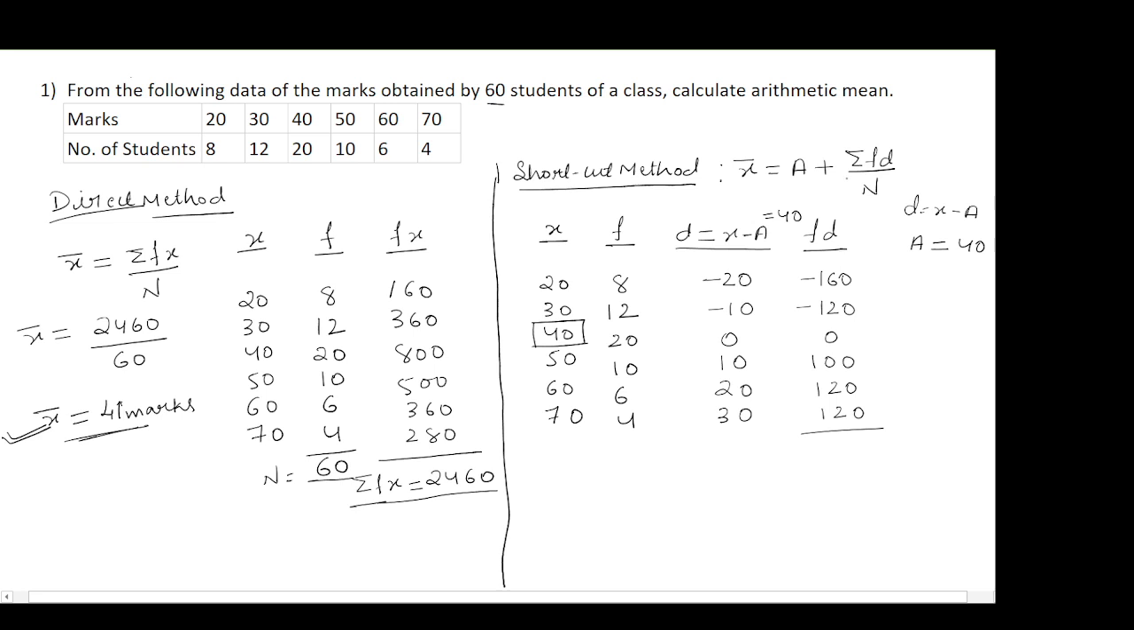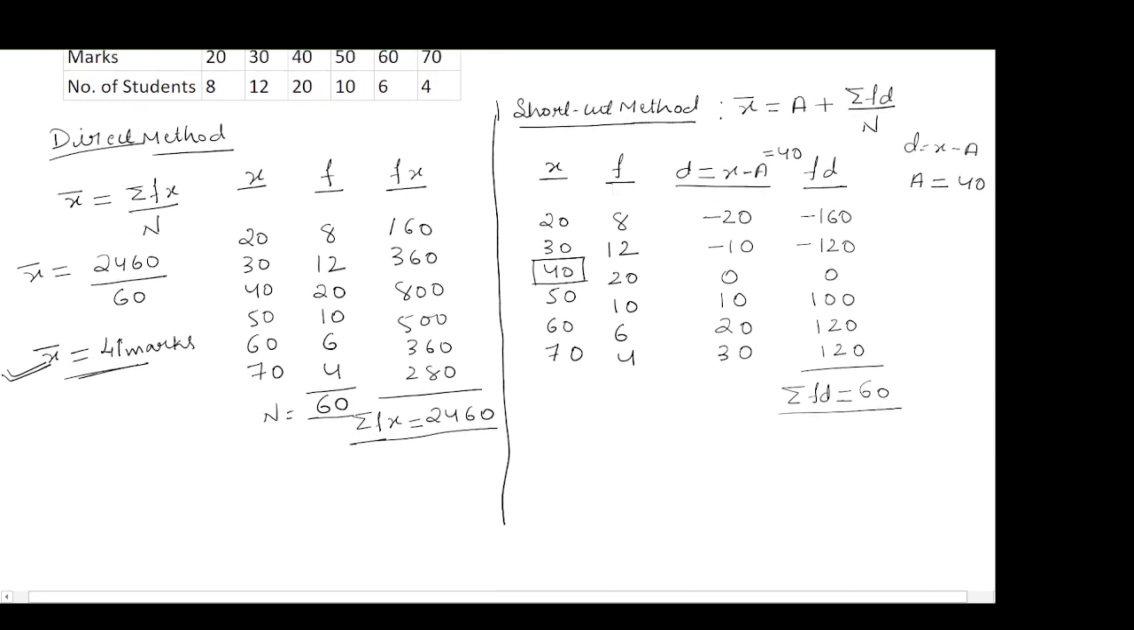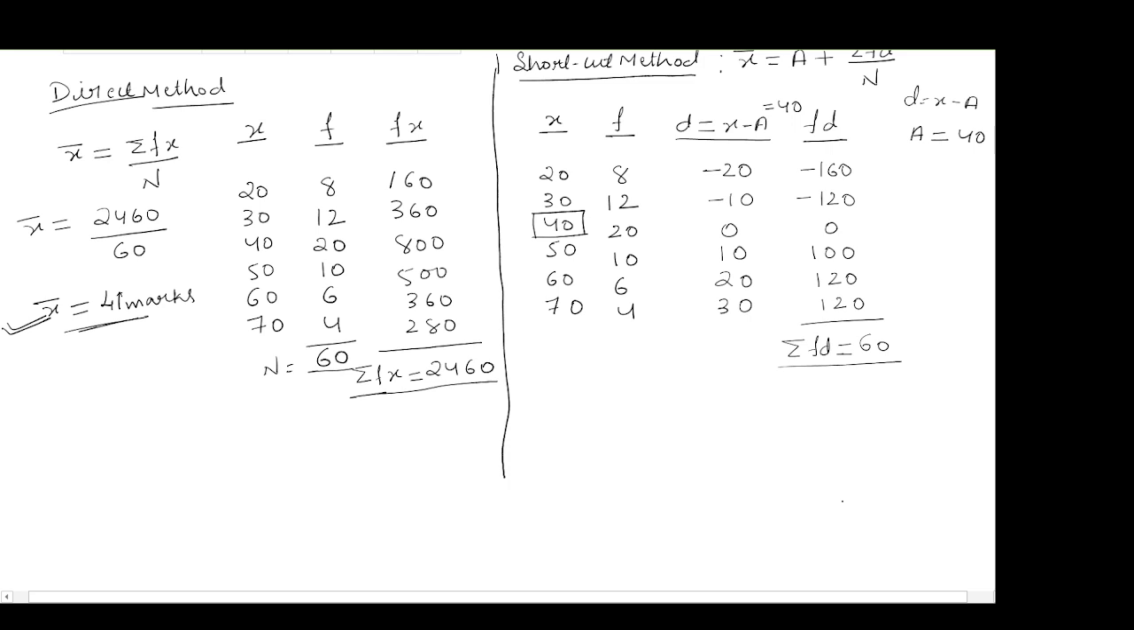Now what I need in the formula, I need summation fd. So summation fd is equal to, again I've told you in the previous class how to add these. Okay, in your normal calculator or scientific calculator, press minus 160 minus 120 plus 0 plus 100 plus 120 plus 120. So you will get the total 60. So I've got summation fd as 60.